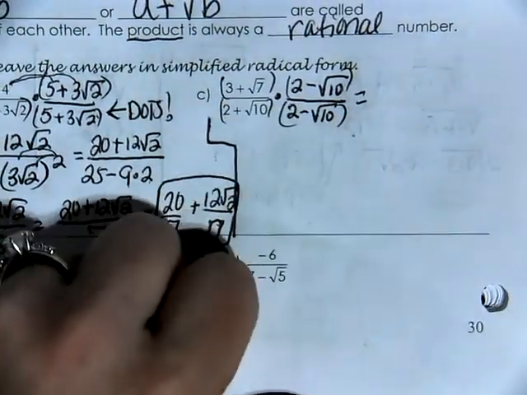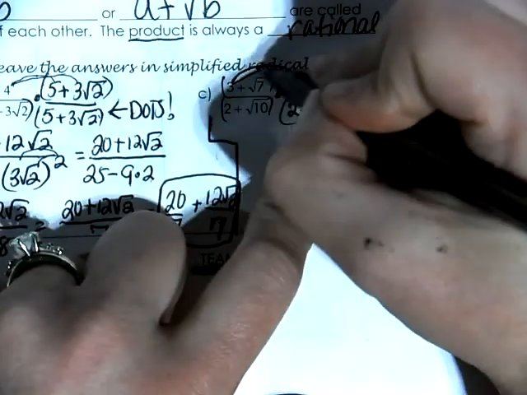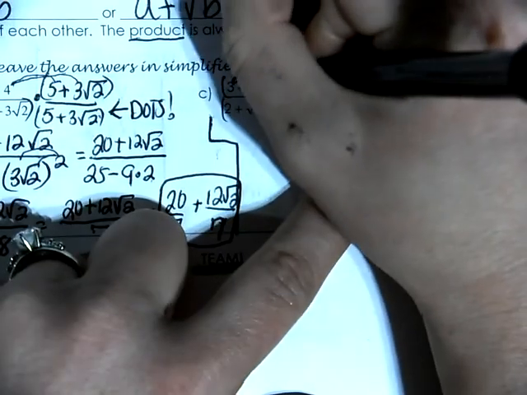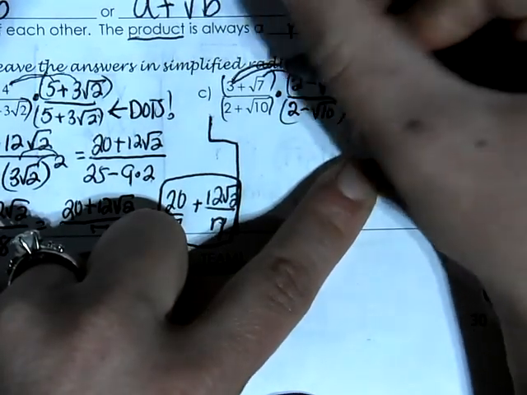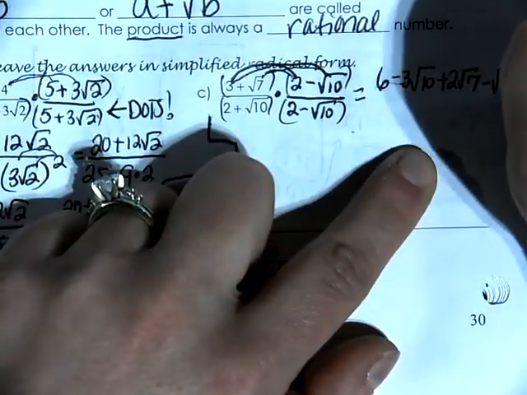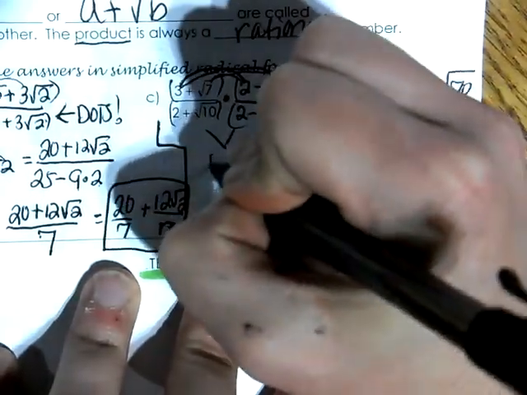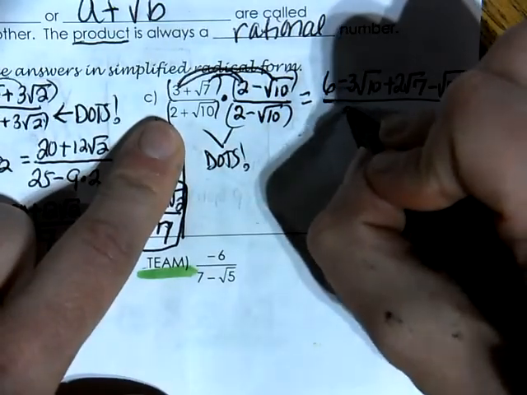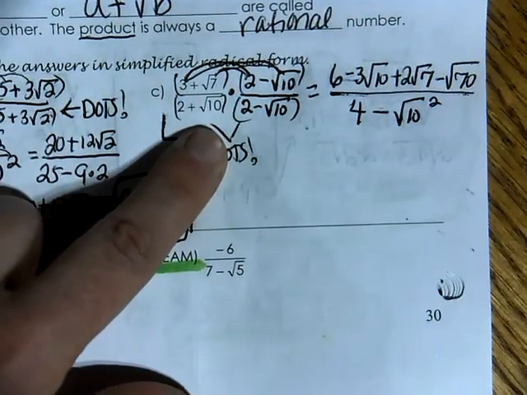In my numerator, I'm going to FOIL, and I'm going to multiply 3 times 2 to get 6. 3 times minus the square root of 10 to get minus 3 square roots of 10. 2 times the square root of 7 to get plus 2 square roots of 7. And the square root of 7 times negative square root of 10 is minus the square root of 70. This is all over, and I need you to recognize that this is going to be a difference of squares. And a difference of squares means that you're going to square your first term, 2 squared is 4, minus the square of your second term, so that is the square root of 10 squared.